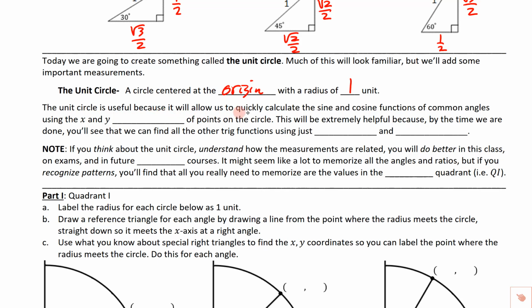The unit circle is useful, so I'm going to read some of these things because these are important, because it will allow us to quickly calculate sine and cosine functions of common angles using the x and y coordinates. So we talked yesterday about how we can put that on there, reference triangles, reference angles, and direction and sine and all that sort of stuff. This is going to be extremely useful because by the time we're done, you can see that we can find all the other trig functions with just sine and cosine. That's all you need is just sine and cosine, and we'll be able to find all the other ones. Okay?